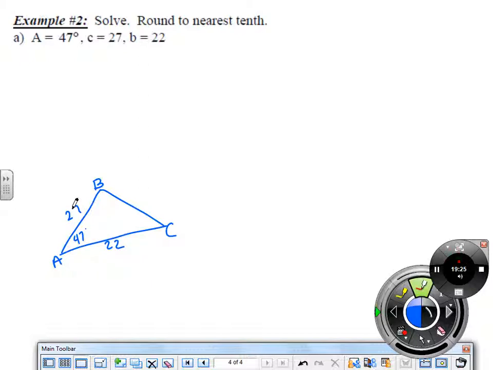So what are you going to use to start this problem? We have to find everything. So we have to find two angles and a side, but we have to have a starting place. It's not for sure a right triangle, so we can't just start with regular trig equations. So then your choices are law of sines and law of cosines. And which one would you start with in this situation?